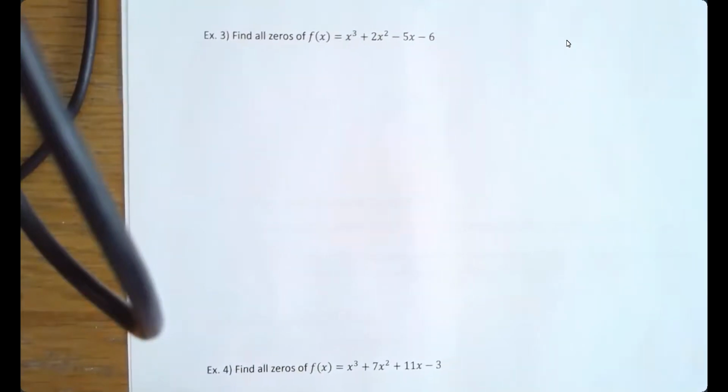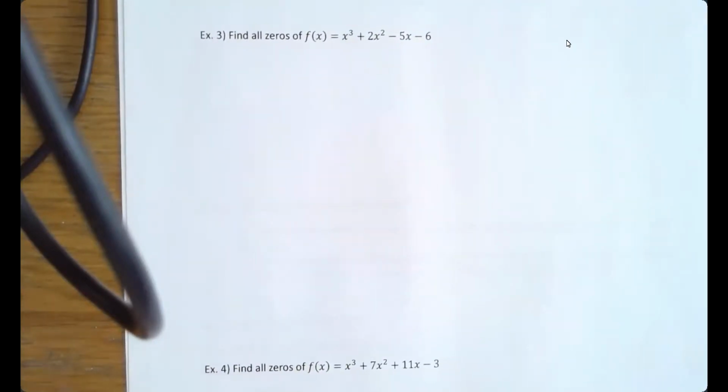All right, so let's take it that next step now. Notice the question has slightly changed. Instead of finding all possible zeros, we're asked to actually find all zeros. So we don't just want the possible answers, we actually want to take it to that next step and find the actual answers. So I'm going to start by finding my possible ones first.